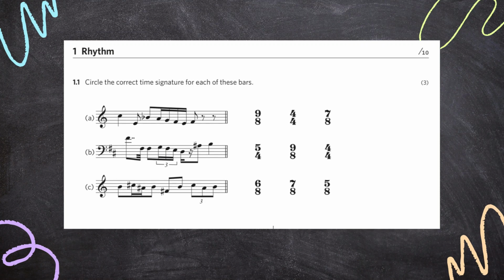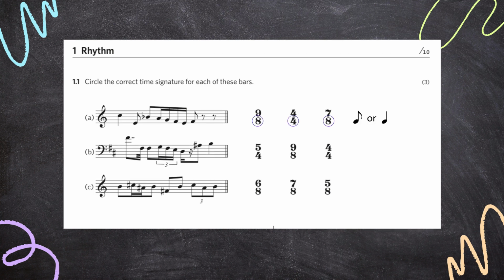In this video, I am going to walk you through the process of doing the Grade 5 Music Theory sample paper. Question 1.1. Circle the correct time signature. Question A. Take a look at the answer first. It suggests that the basic unit will be either quaver or crotchet.